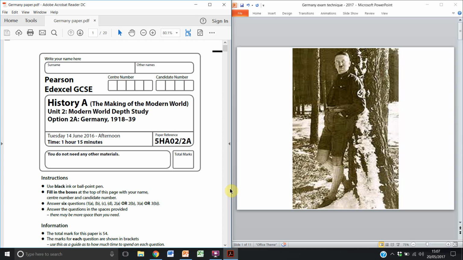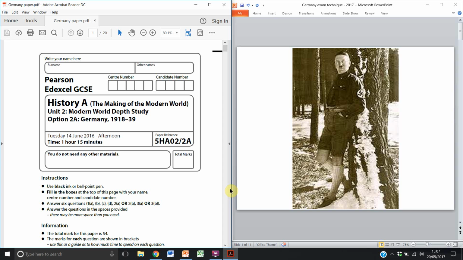Again, on the left-hand side of the screen, you will see an example past paper. This is last year's paper, and then on the right of the screen at the moment we have a picture of Adolf Hitler in some lederhosen. But in the next few moments, this PowerPoint is going to explain the technique required to get the highest marks for each of the 6 questions that are within this paper. Exactly the same as the Cold War paper and also the sources paper, which will be the last exam.